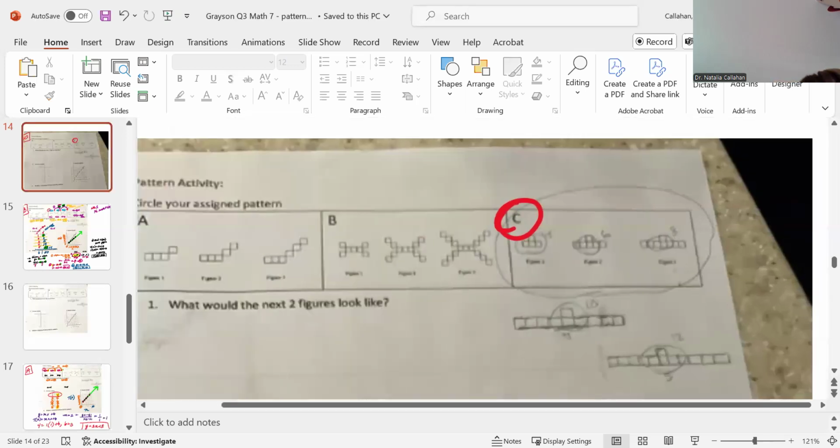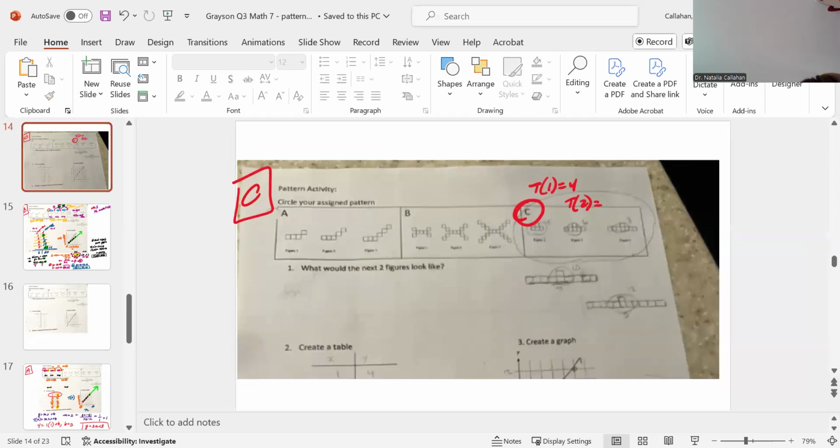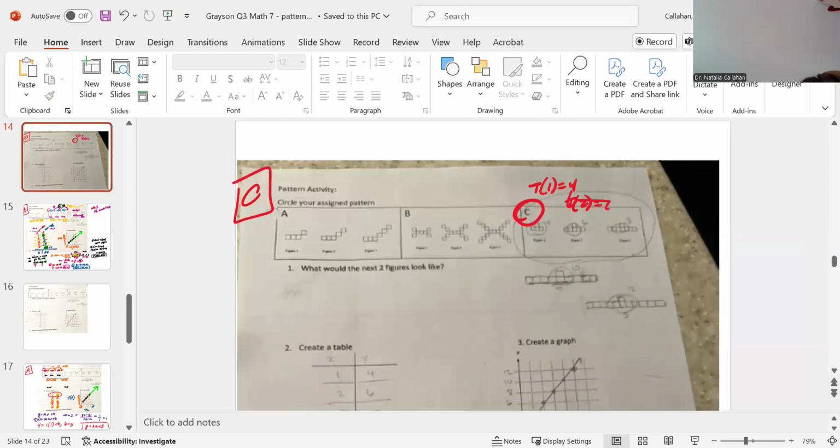All right, so let's take a look at C. So t of 1 is what? What's t of 2? 6. What's t of 3? 8. Are they consistent or not consistent? Yeah, what are they adding? So what's your slope going to be? Okay, so then what's t of 4? What's t of 5?